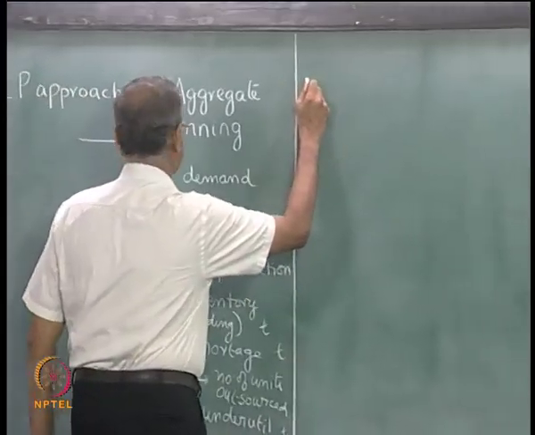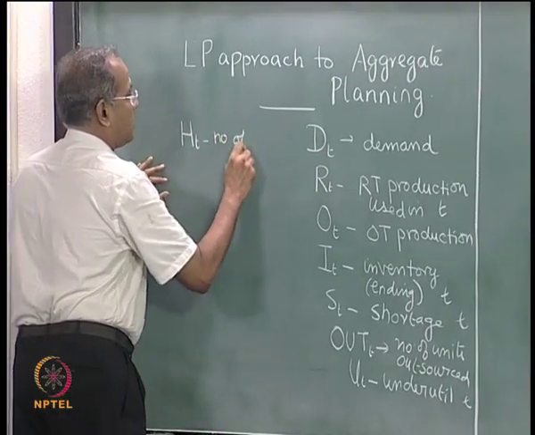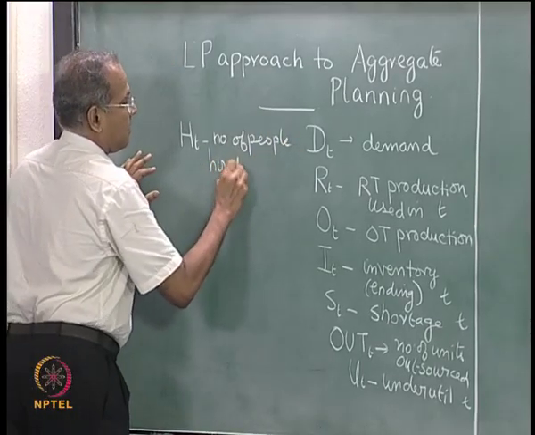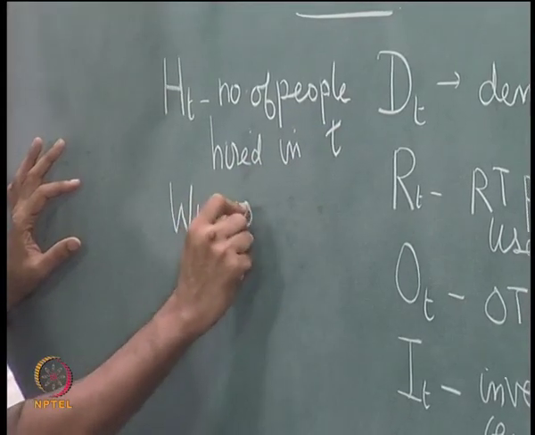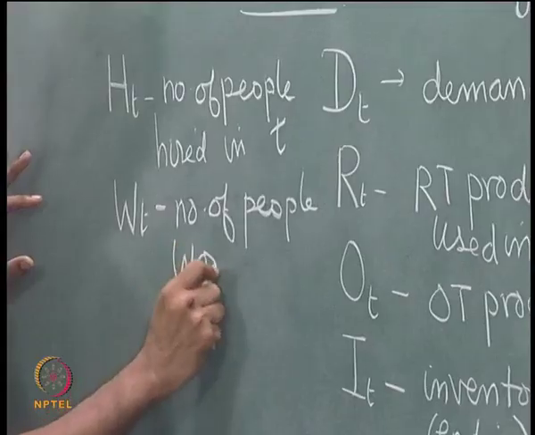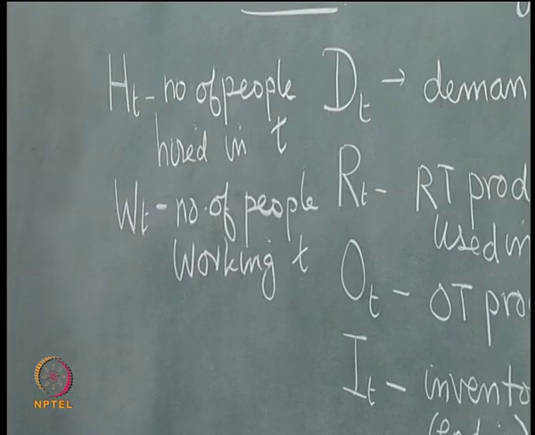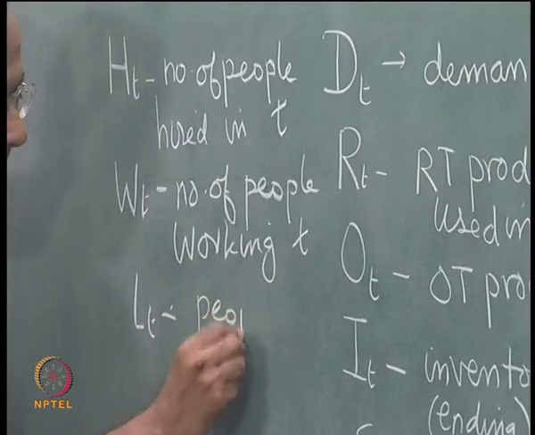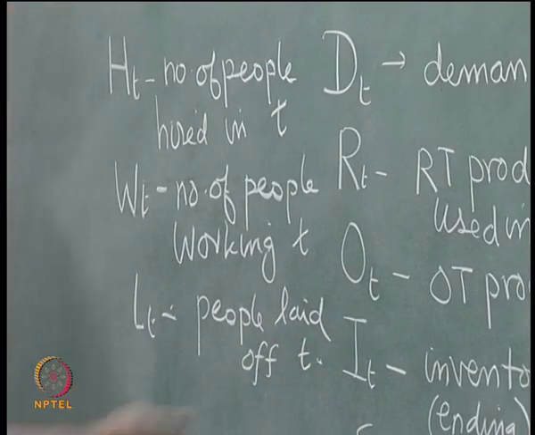Let HT be the number of people hired in period T. Let WT be the number of people working in period T. Let LT be the number of people laid off in period T.